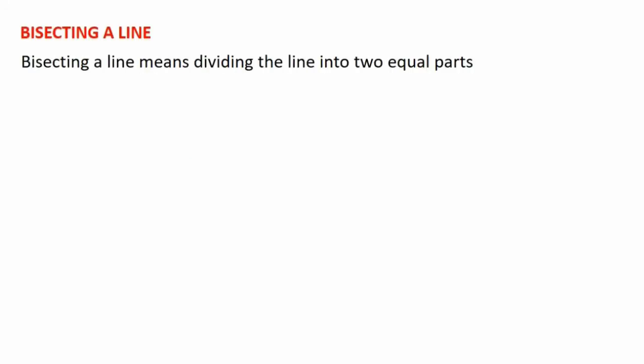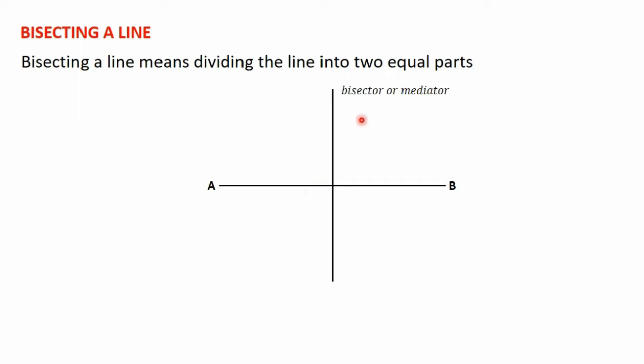Let's begin. Bisecting a line. Bisecting a line means dividing the line into two equal parts. So for example, if we have this horizontal line here, line AB, and we draw a vertical line that divides line AB into two equal parts, we can say that we have bisected the line AB. This vertical line that divides line AB into two equal parts is known as the bisector or the mediator.